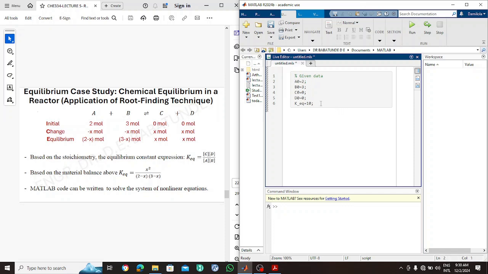So what do we do next? What do we propose that we should do next? We are going to find x so that we can know what is 2 minus x, which is the concentration of A at equilibrium. We could determine the concentration of B at equilibrium, 3 minus x, and the concentration of C and D. So we are going to determine x. What do you propose that we do?